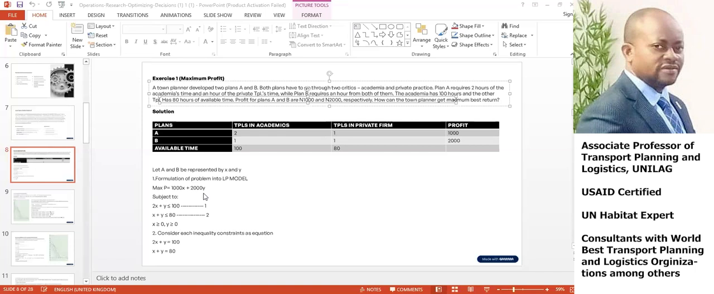So if this place is 7, it will be 2x plus what? Class, if this one is 7, this place will be 2x plus what? 7y. It will be 7y.